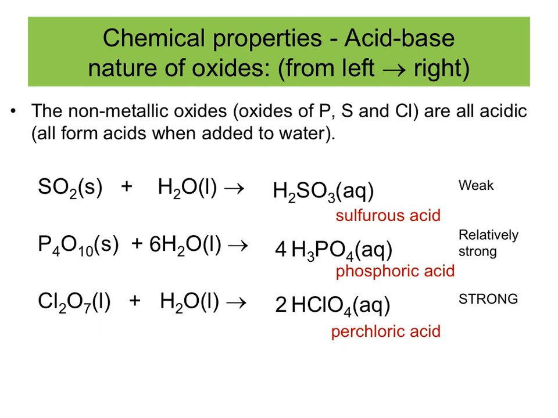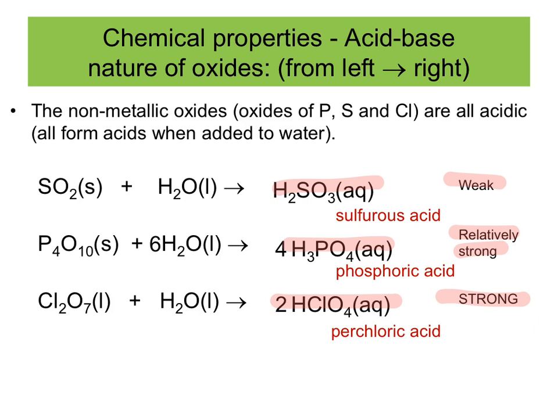You should also know the relative acidity of the products. So you might recognize the perchloric acid as one of our 6 strong acids. And then as you go left from there, the phosphoric acid would be a little weaker, and then the weakest of the 3 would be the sulfurous acid.